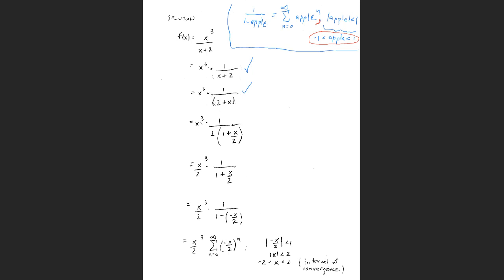But I need 1 minus an apple in the denominator. So I've got two problems here. I have a plus x and I have a 2. I need a 1 there. Well, I can manipulate this function. I can factor a 2 out of 2 plus x, and write the 2 plus x in the denominator as 2 times the quantity 1 plus x over 2.